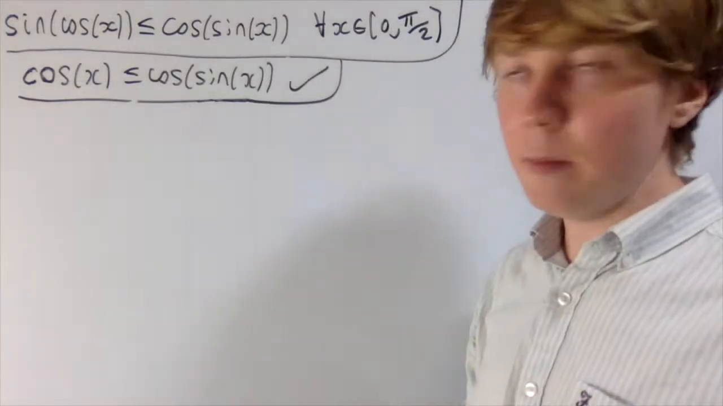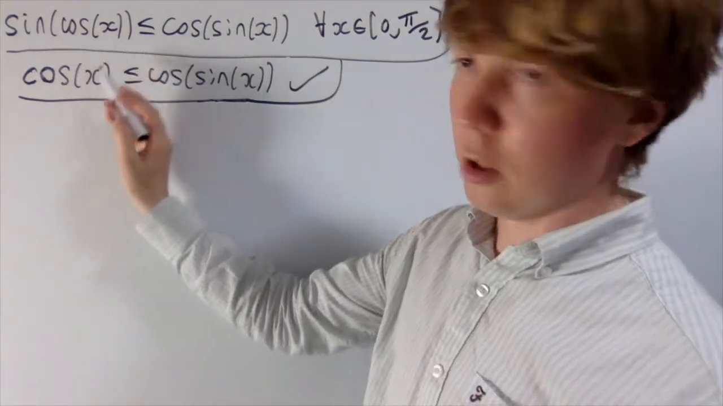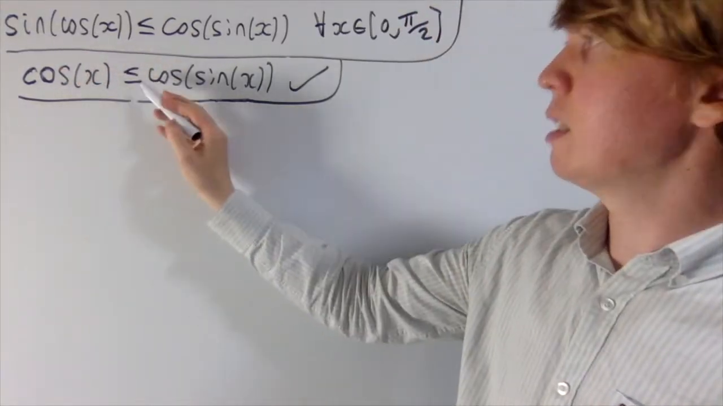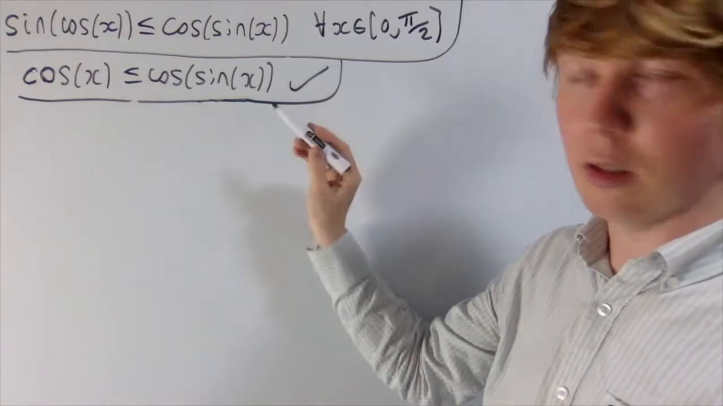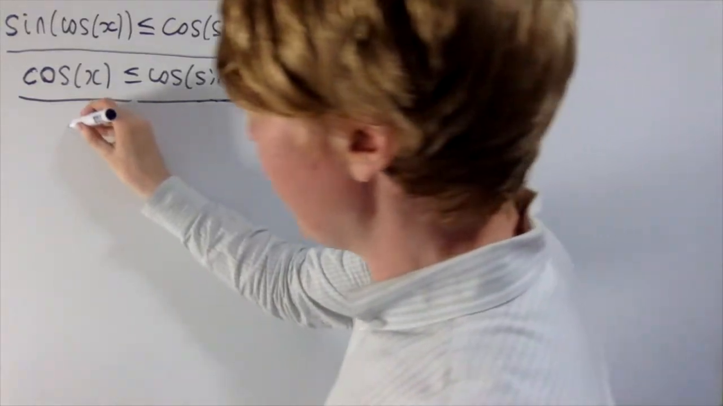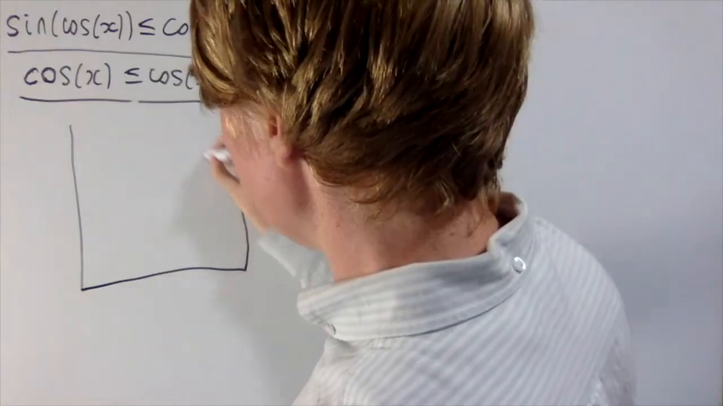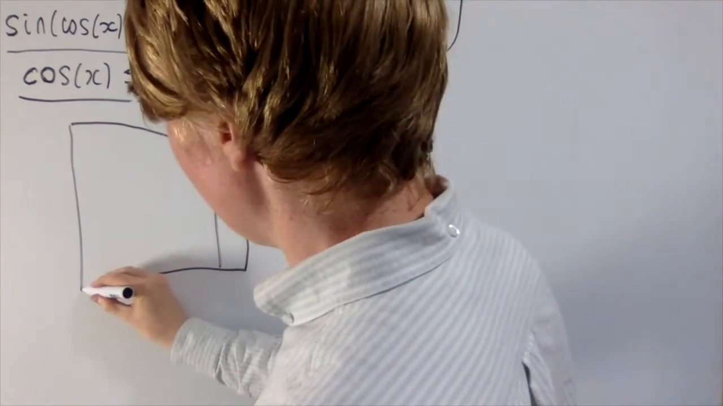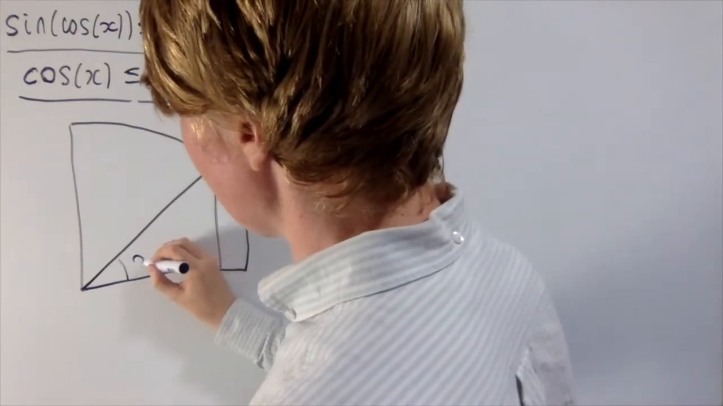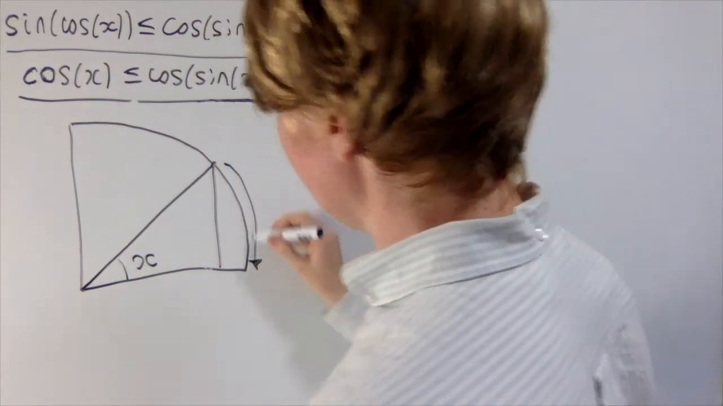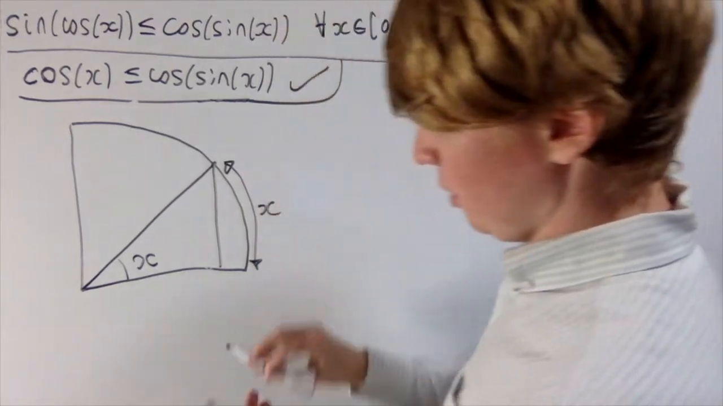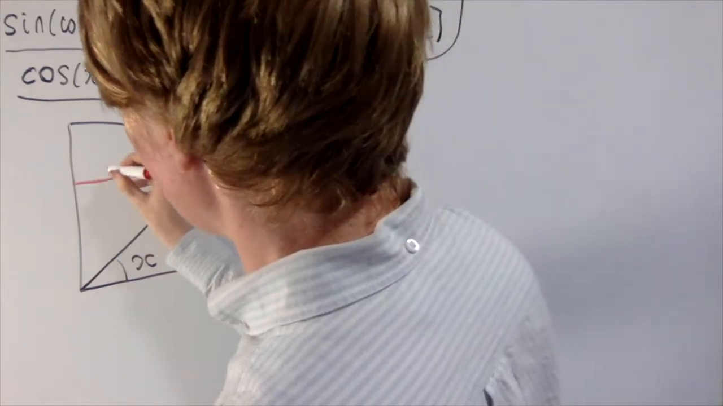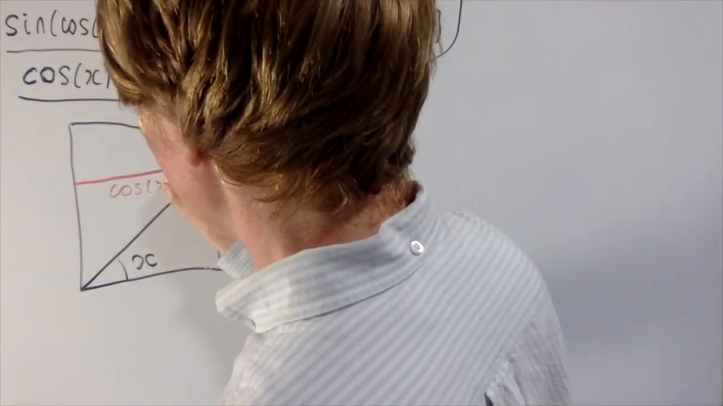So now, using a very similar idea, we're going to try and show that sine of cos of x is less than or equal to cos of x, which would show that sine of cos of x is less than or equal to this, which is less than or equal to cos of sine of x, which is what we're trying to actually prove. So if we draw out another unit quarter circle here, imagine we've got our point on it, with our generic angle x between 0 and pi over 2, which means that the arc length here is x. And then we know that this length is cos of x.